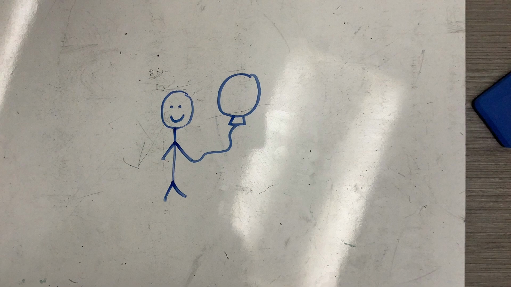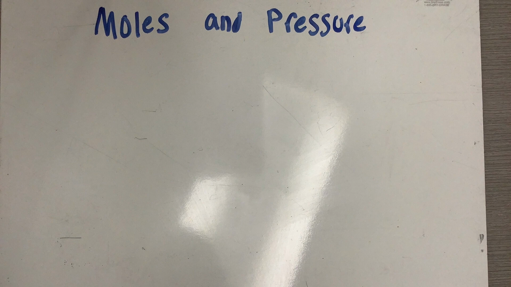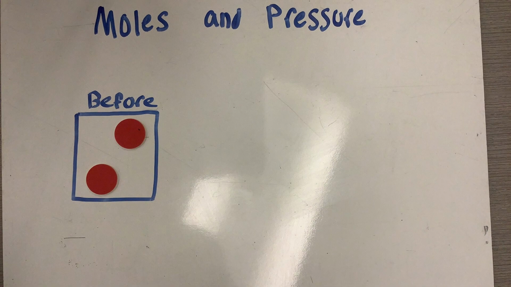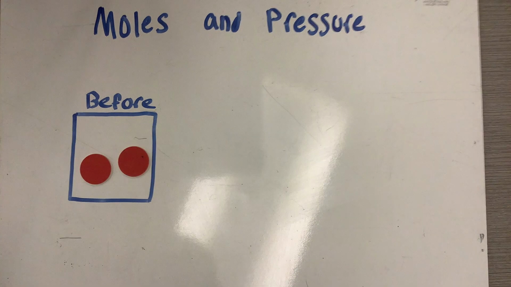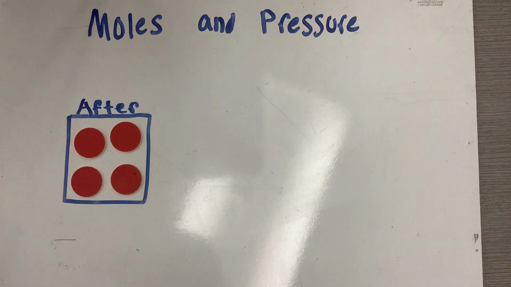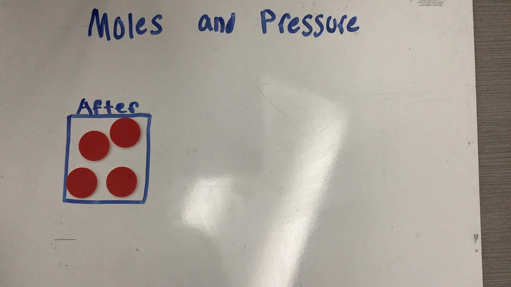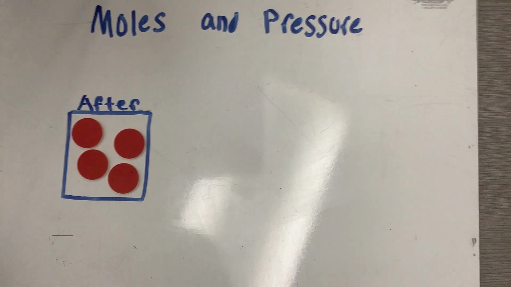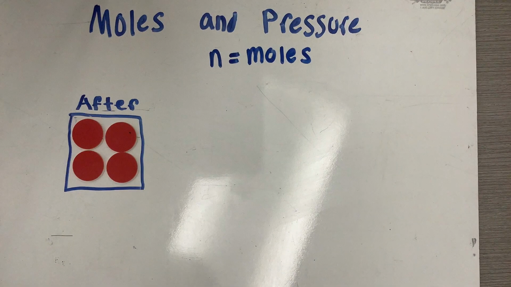Let's look at why this happens and the relationship between moles and pressure. Let's say the number of dots represents moles. Let's say we start with 2 moles of helium and they're moving around and hitting the walls, called wall collisions, which causes pressure. If we add 2 more moles, inflating the balloon, they're still hitting the walls, but because there are more of them, there are more wall collisions occurring, increasing the pressure.